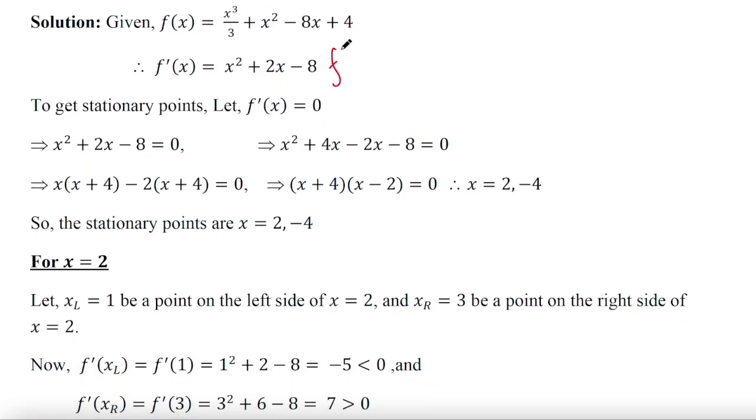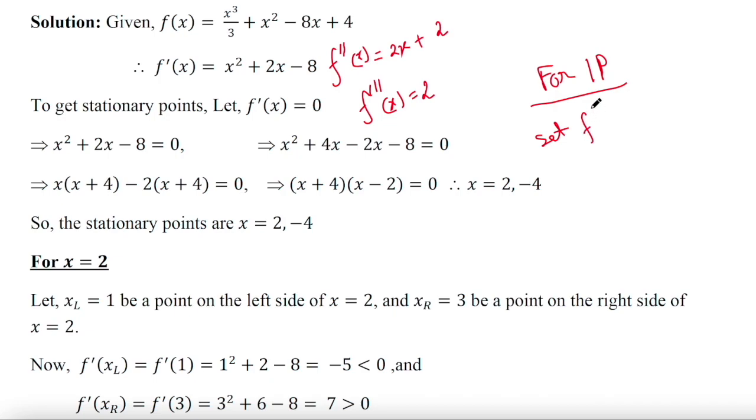We need to set the second derivative equal to 0. Let me write it again: 2x plus 2, and the third derivative equal to 2. So for the inflection point, set the second derivative of x equal to 0, and this implies 2x plus 2 equal to 0, and this implies x equal to -1.